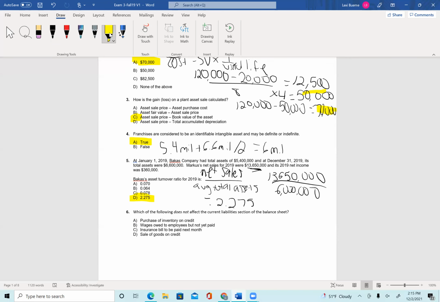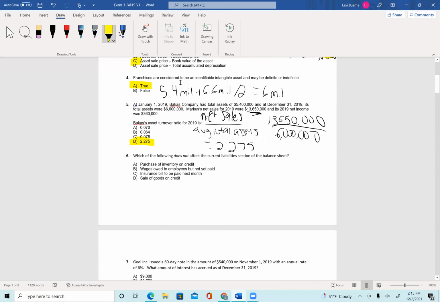Which of the following does not affect the current liability section of the balance sheet? That's going to be sale of goods on credit. That's not a current liability.